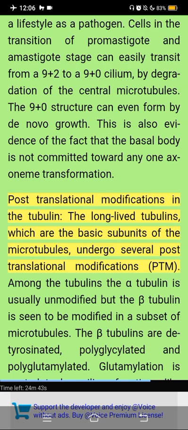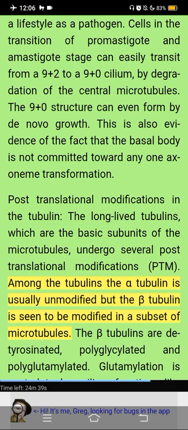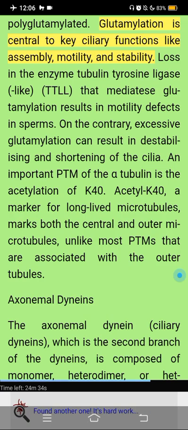Post-translational modifications in the tubulin. The long-lived tubulins, which are the basic subunits of the microtubules, undergo several post-translational modifications (PTM). Among the tubulins, the alpha tubulin is usually unmodified, but the beta tubulin is seen to be modified in a subset of microtubules. The beta tubulins are detyrosinated, polyglycylated, and polyglutamylated. Glutamylation is central to key ciliary functions like assembly, motility, and stability. Loss in the enzyme tubulin tyrosine ligase-like, TTLL, that mediates glutamylation results in motility defects in sperms. On the contrary, excessive glutamylation can result in destabilizing and shortening of the cilia.